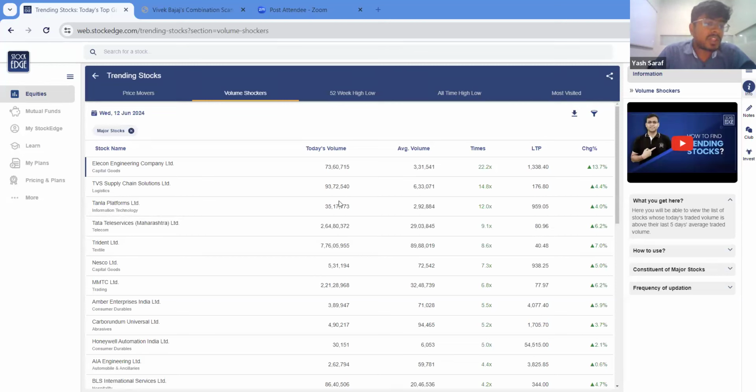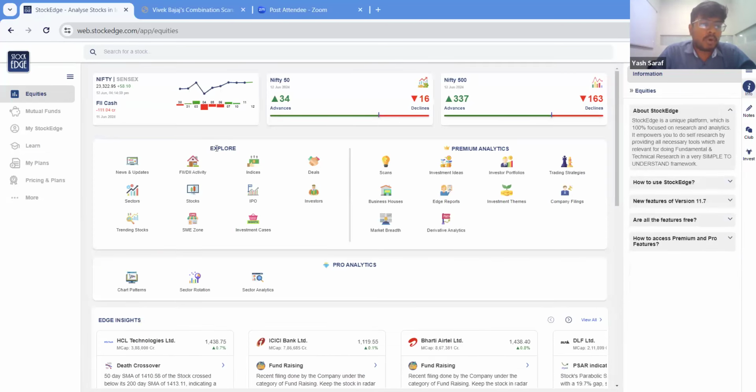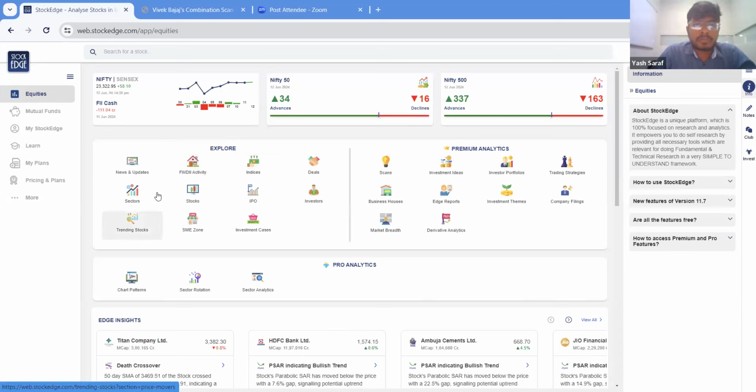OnePlus G, where is trending stock in the StockEdge application? Over here, you can check the trending stock. In the explore section of the StockEdge home, you will get to see this trending stock section.